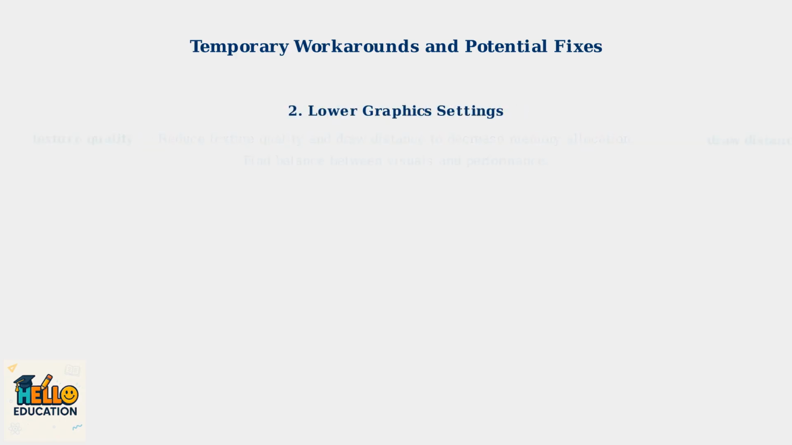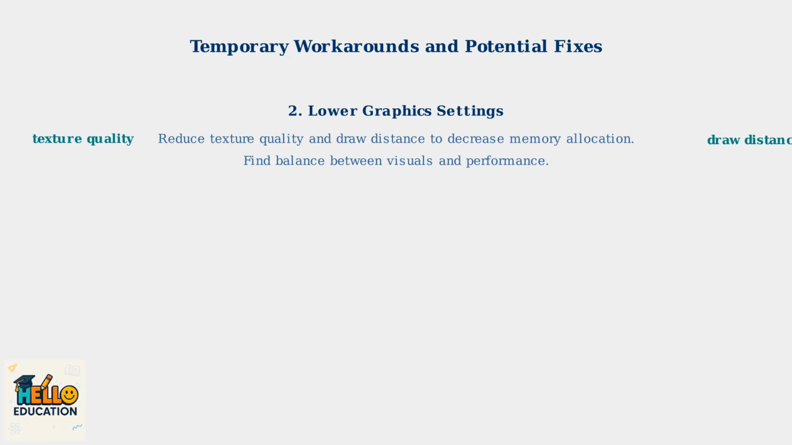Second, lowering graphics settings, especially texture quality and draw distance, can reduce the amount of memory the game attempts to allocate, potentially slowing down the leak. Experiment with different settings to find a balance between visual fidelity and performance.